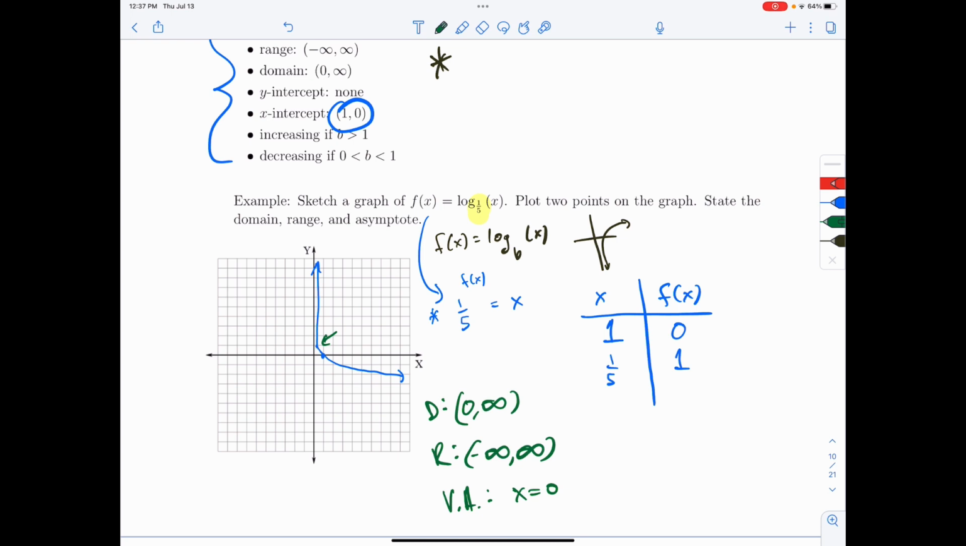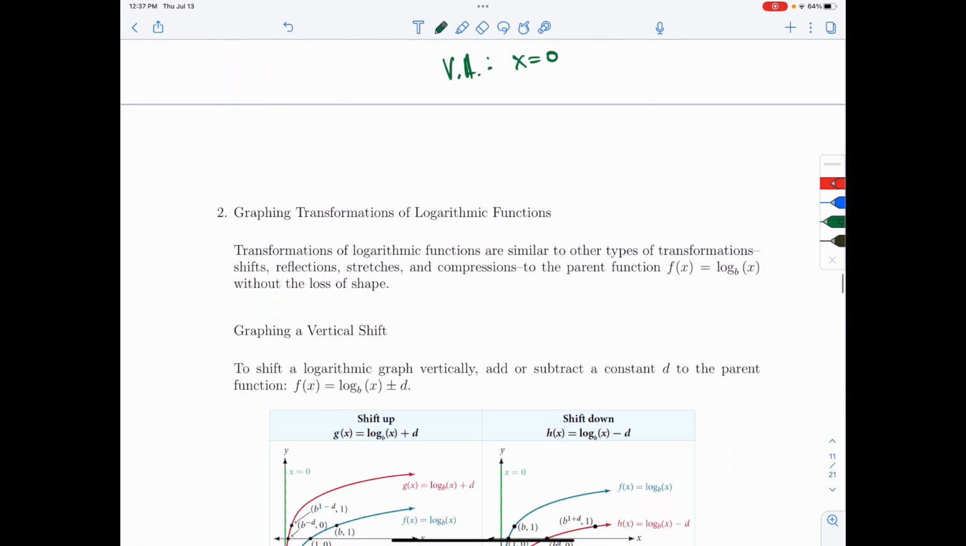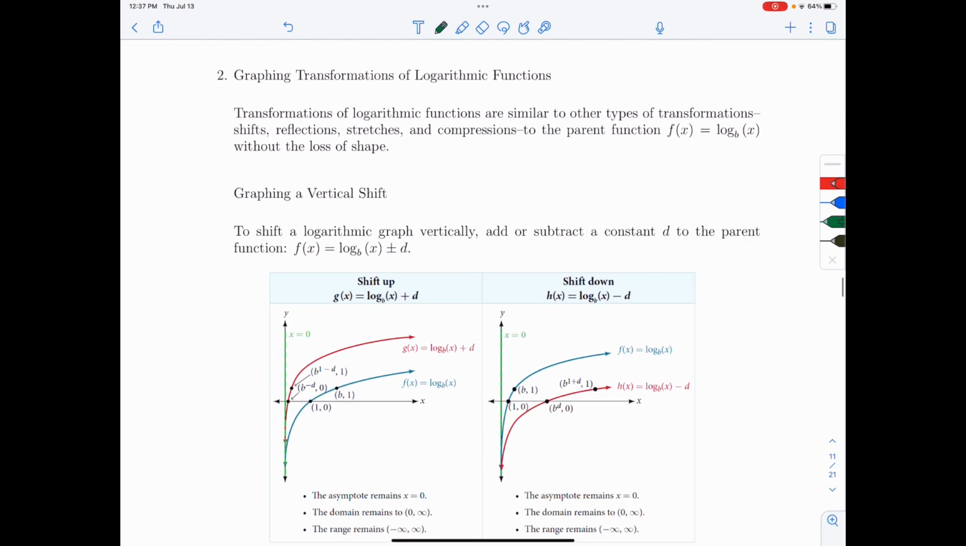If that base number is greater than 1, it's going to be an increasing function, and in a similar way that second point will change. All right, so we can have all of the types of transformations that we've seen for our other functions here.